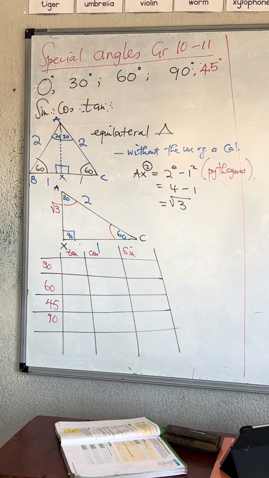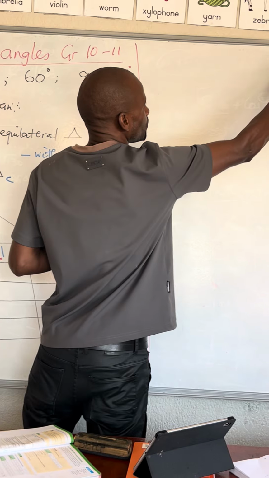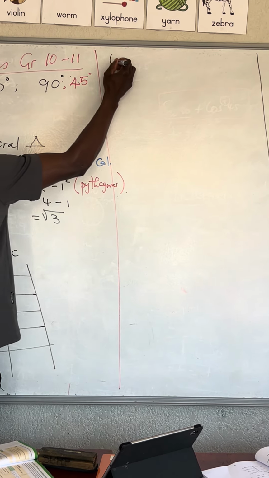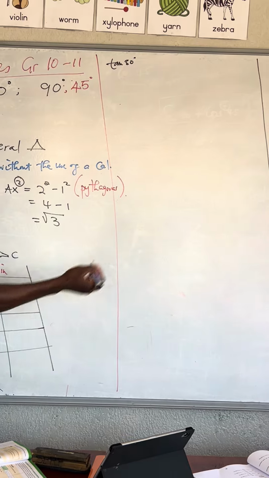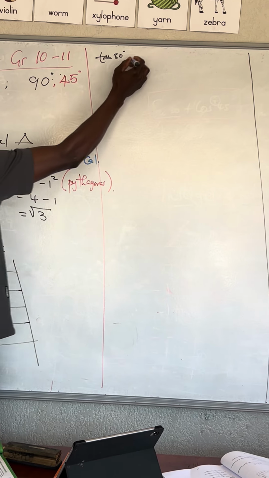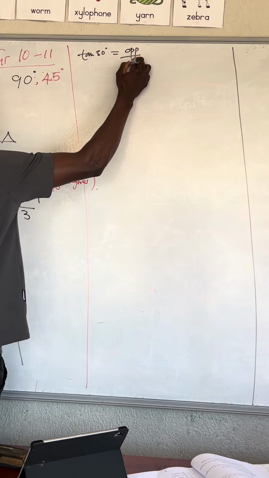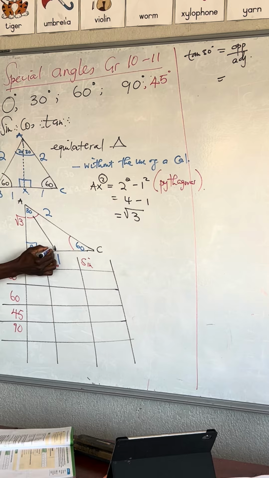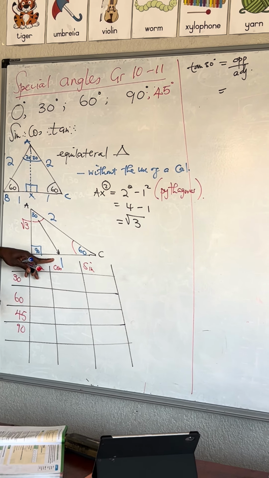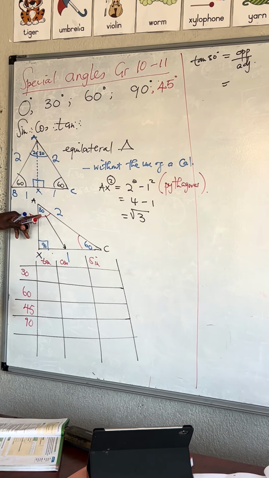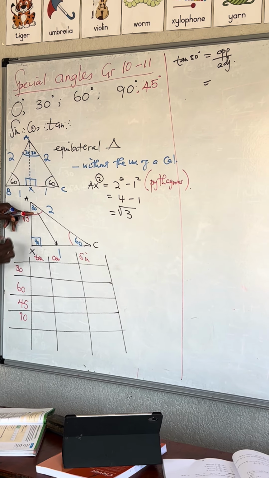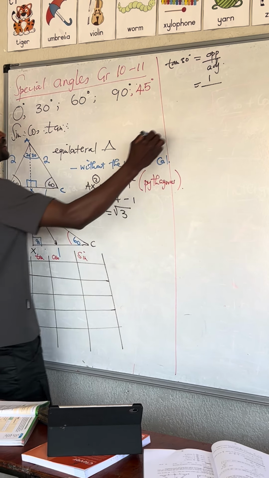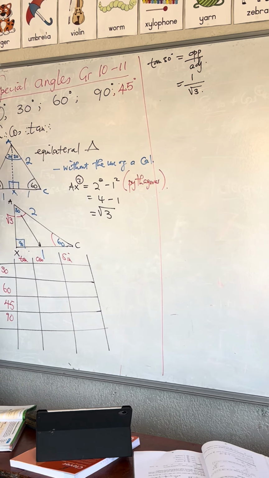Now I'm going to calculate using the other side. Let's say we are looking for tan 30 degrees without the use of a calculator. We know that tan is equal to opposite over adjacent. Opposite means the side that is opposite to the given angle. This is our 30. What is opposite to 30? It's 1. What is our adjacent? Adjacent is √3. So we have 1 over √3. That's our answer.